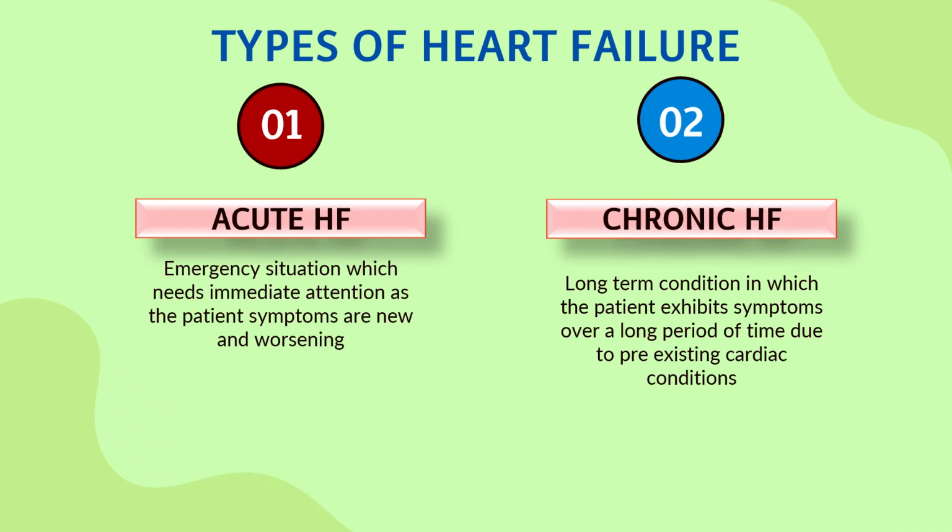Okay. Next, we come to acute and chronic. As the name suggests, acute means it is immediate and emergent, which needs immediate attention. And chronic means it is because of your cardiac issues or cardiac inabilities, maybe stenosis or regurgitation. These are long-term conditions where the patients will keep showing chronic symptoms of heart failure.